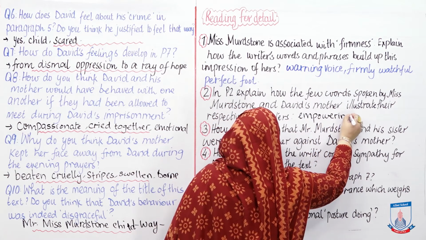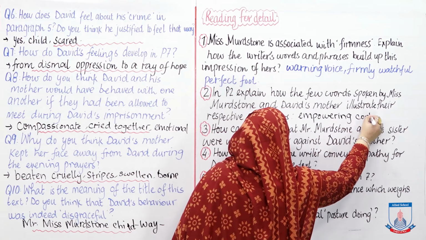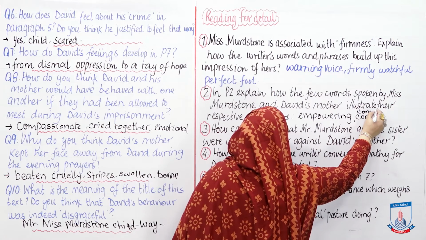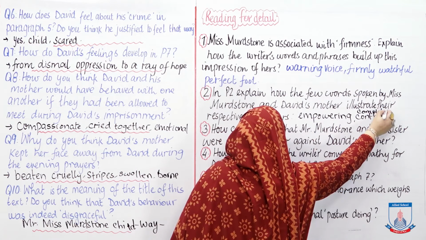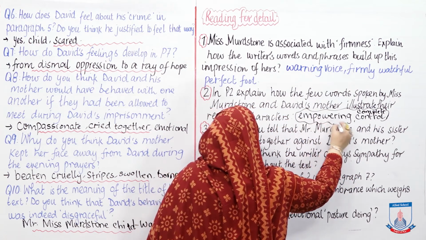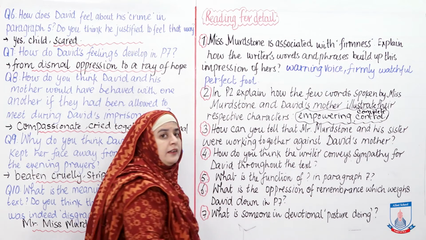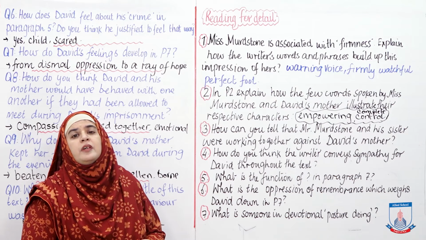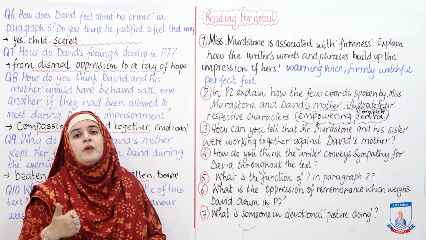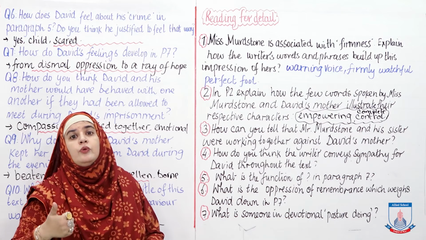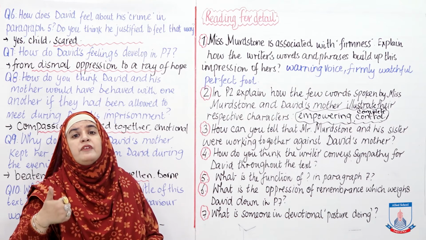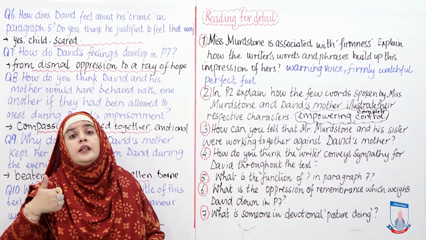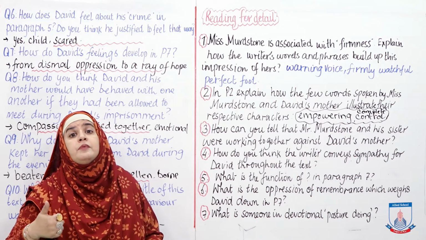She had complete control. Okay, she had complete control over David's mother. Only her one word was enough, and David's mother was compelled to do whatever she said. She would only call David's mom Clara once, and David's mom was obliged to look after, or was compelled to abide by, all the instructions given by Miss Murdstone.